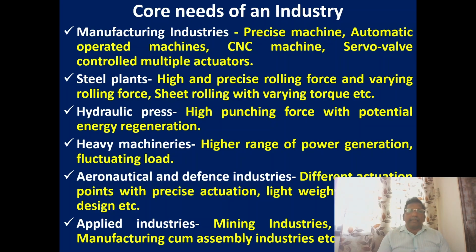If you compare with a steel plant, you can see high and precise rolling force, varying rolling force, and sheet rolling with varying torque. In a hydraulic press, you can see the punching force and potential energy regeneration. In heavy machinery industries, power generation is heavy, they need a higher range of power generation, and loads are also fluctuating. Then in aerospace, aeronautical and defense industries, we see different actuation points, precise actuation, and lightweight component design.